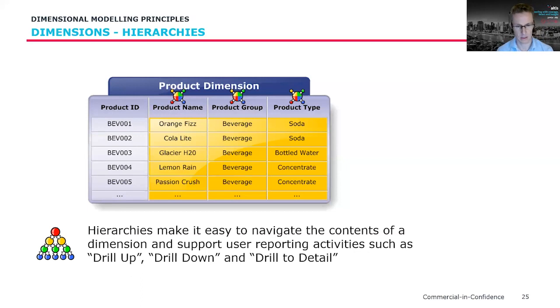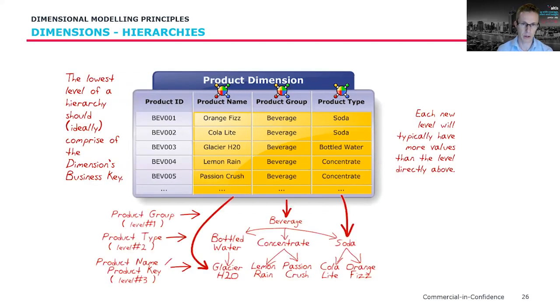So hierarchies, particularly in our BI tools, allow us to drill up and drill down and even drill to detail. This gives us another mechanism of how we can actually analyze our data. And by combining our attributes, we can start to create hierarchies. So in this particular instance, we can see our product group can sit over the top of our product type, and at the bottom of our hierarchy is our product name. So just another way that our dimensions can add to our analytical capability by using hierarchies within our attributes.